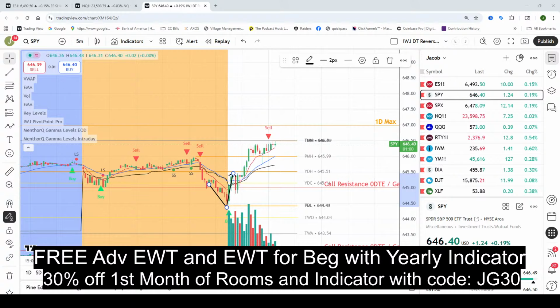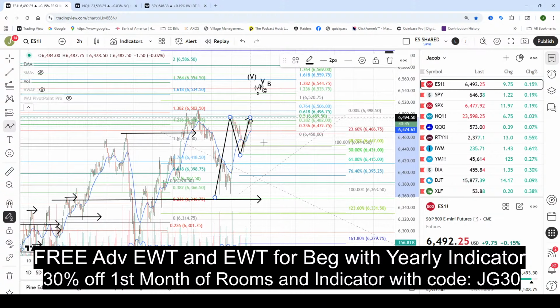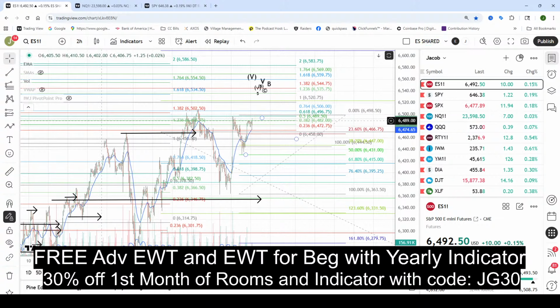If this is an ABC up to 65.50, where do you expect A to end? A has already ended. We're in C. So right now we're looking at A, 50% retrace in B, and now C higher. And C should take us up to the topping area.